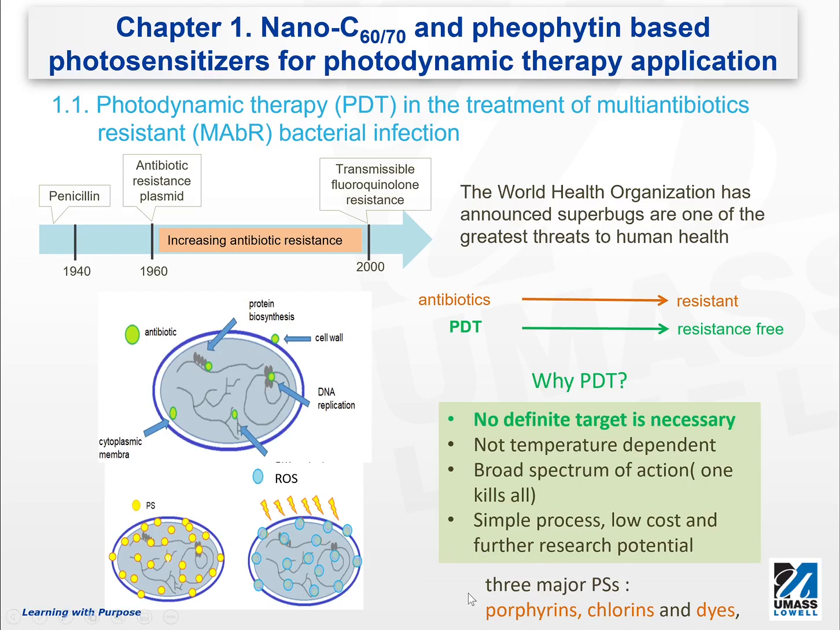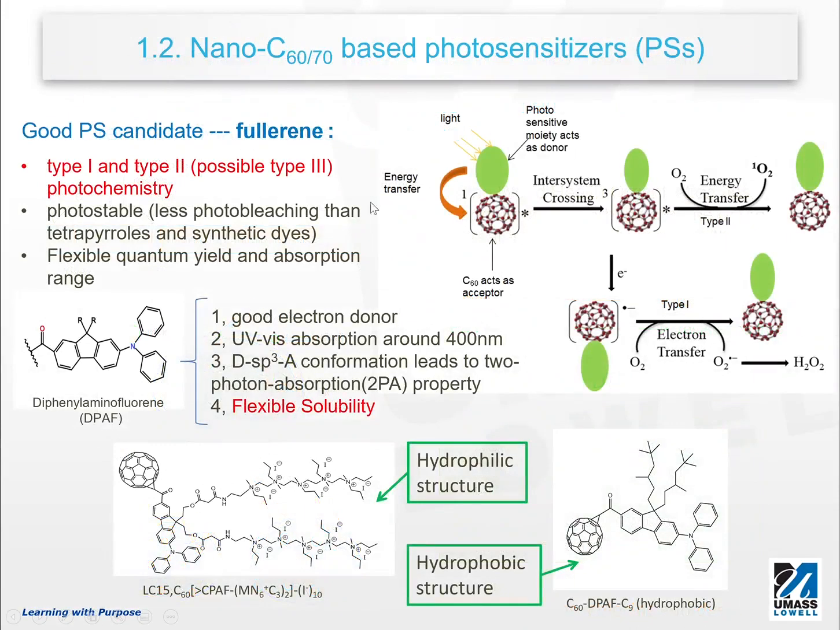And nowadays, there are three major photosensitizers: porphyrins, chlorins, and dyes. One of the good photosensitizer candidates is fullerene, and it's a really good photosensitizer candidate compared with other types of photosensitizer because the fullerene-based photosensitizer can undergo both type 1 and type 2 photochemistry, possibly type 3 photochemistry. So for type 3 photochemistry, I will talk about this a little bit in the later slides.